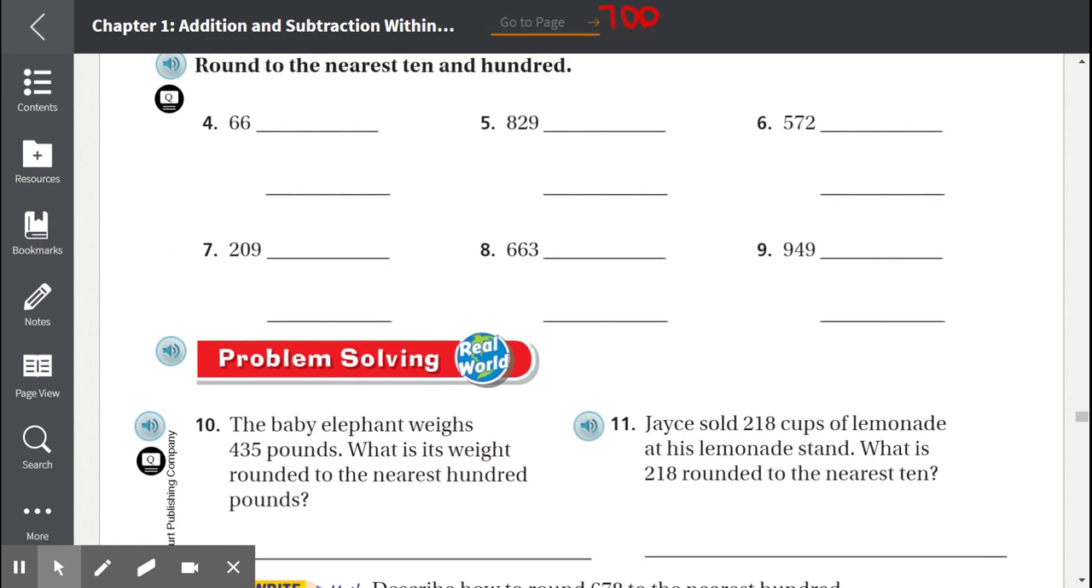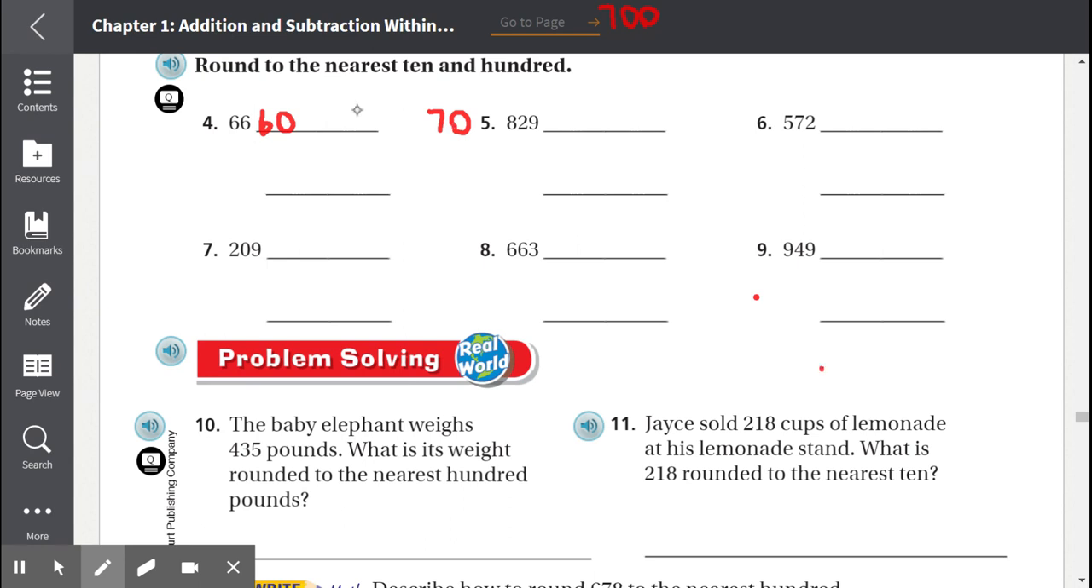So now round to the nearest 10 and 100. So for numbers 4 through 9, we're going to round to the nearest 10 and 100. So let's start with 66. We have to round it to the nearest tens and hundreds. So 66, the nearest tens would be 60 and 70.